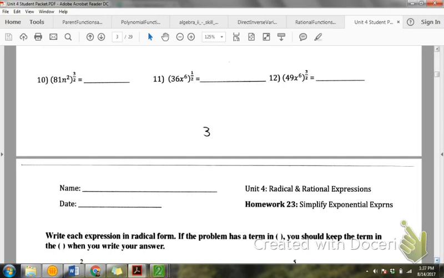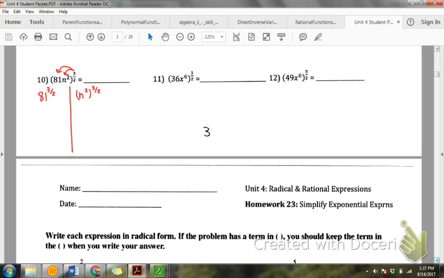Okay, so I have 81 to the 3/2, and then I have n squared to the 3/2. So I'm going to kind of think about it as distributing. So I have 81 to the 3/2. Then I'm going to draw my line and split it. And I'm going to put n squared in parentheses since I have another exponent to take care of. Everyone okay with where that came from?